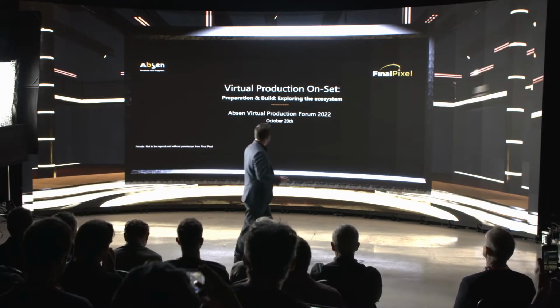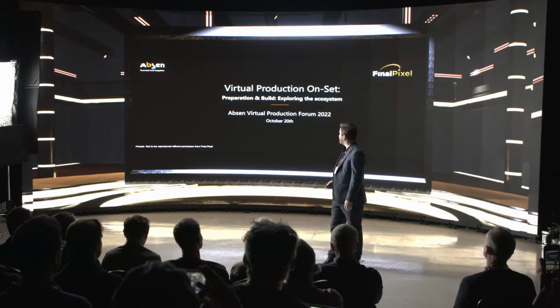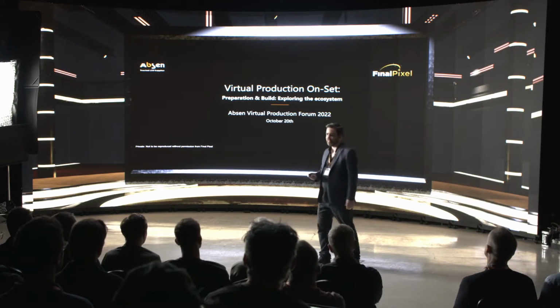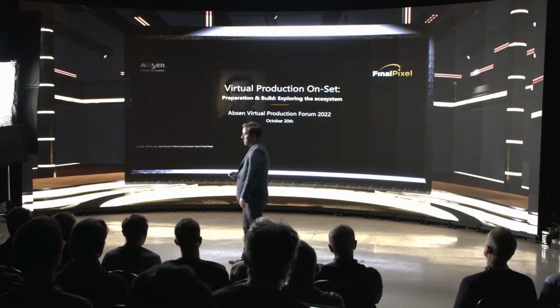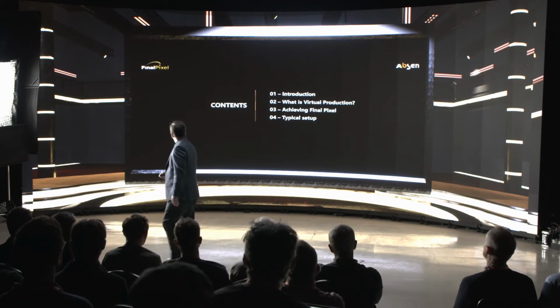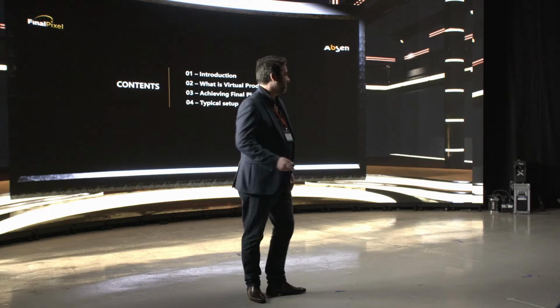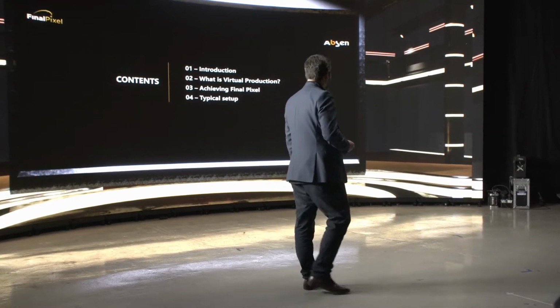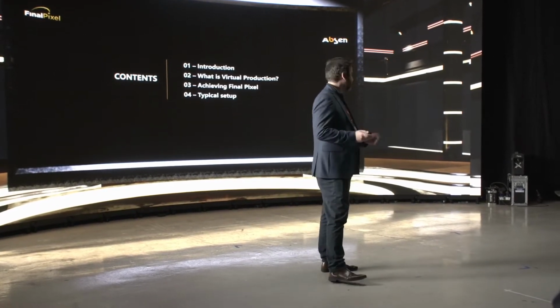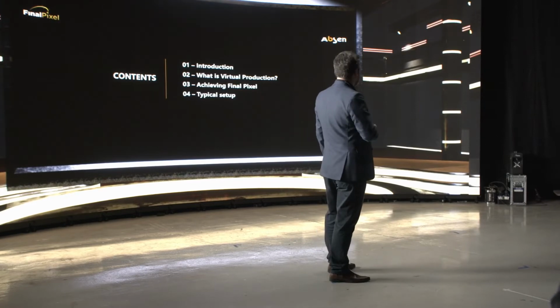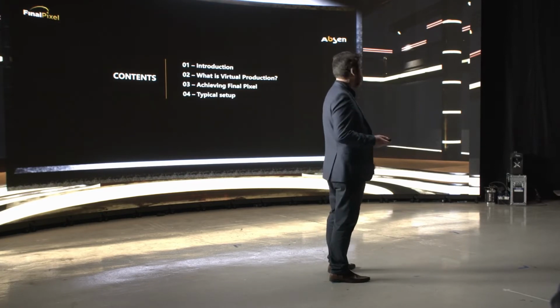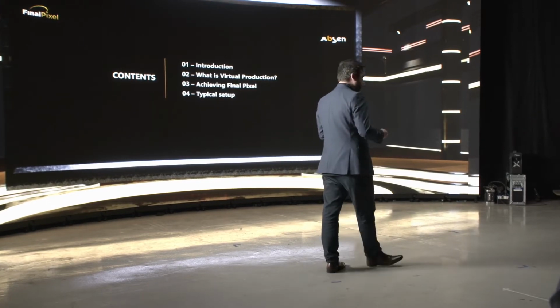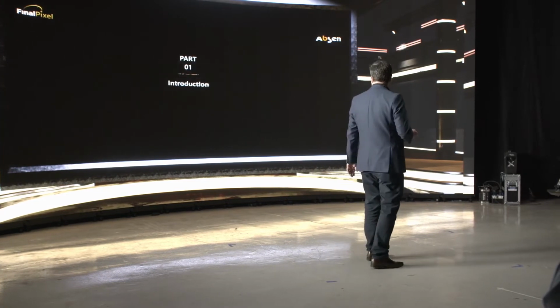Thanks for the introduction. So, virtual production on set, we're going to talk a bit about preparation and build, kind of what these systems are. I'll give you a quick intro, first of all, to what is virtual production. I know you've just watched that history, but if there's anyone here that's still uncertain about actually what virtual production is, I'll give you a quick rundown. We're then going to talk about achieving final pixel and what we do as a company, and then a typical setup that we would use in our virtual production shoots.